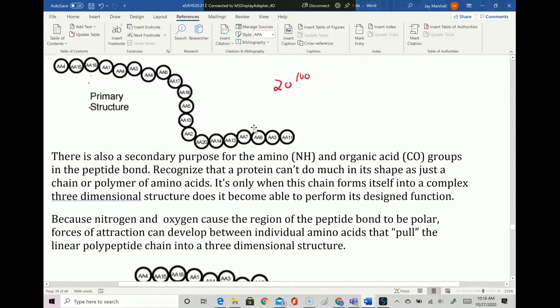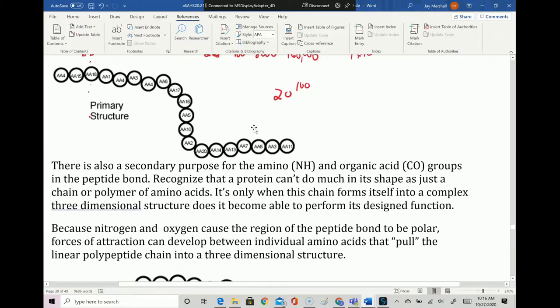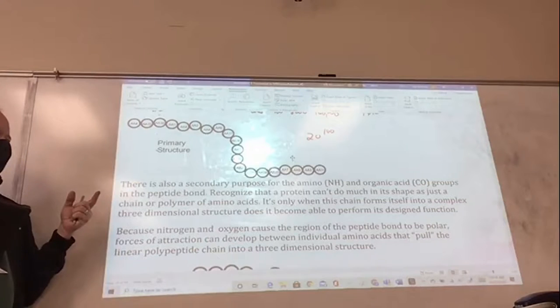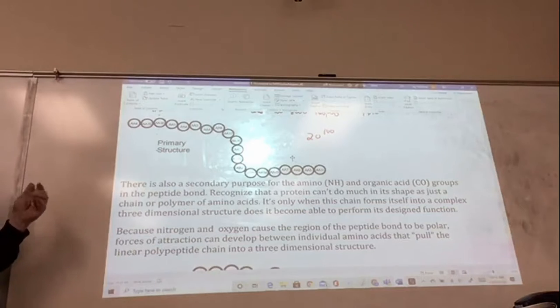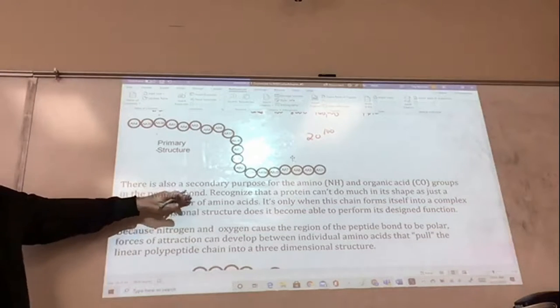Now, this is the primary structure. This doesn't do much. It's just a chain. It's not forming some kind of an incredible machine, right? It's not a three-dimensional structure. There's also a secondary purpose for the amino and the organic acid groups in the peptide bond. It's not just so I can hook these together. If I wanted to just hook these together, I could use OH groups.